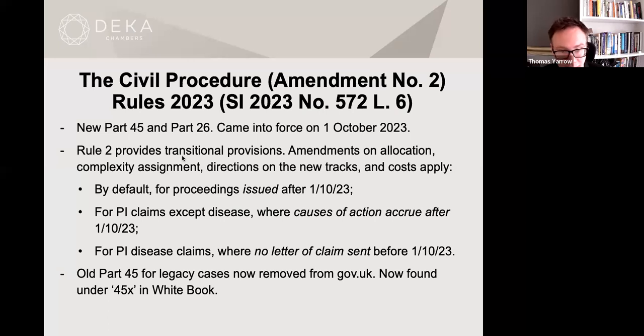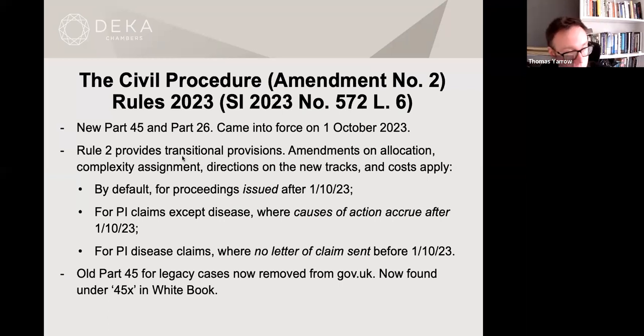For personal injury claims, except for disease claims, they apply where the cause of action accrues after the 1st of October 2023. So for all of those injuries which occurred in 21, 22, 23 that are still within limitation, where the injury occurred before the 1st of October and proceedings haven't yet been issued, if proceedings are issued now, transitional provisions will apply, and we're still under the old regime for those cases.